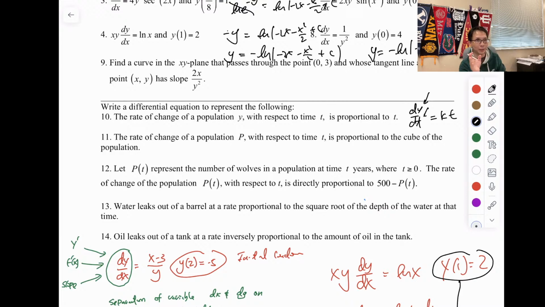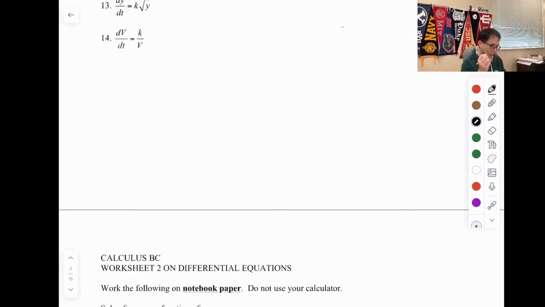dy/dt is equal to kt. For the next one, dp/dt is equal to the cube of the population, so it'll be p to the third, but it's also times k. k is always there. k is called the constant of proportionality. For you guys who don't know, k is the constant of proportionality. We're going to talk about that in a second, but we're going to talk about this.